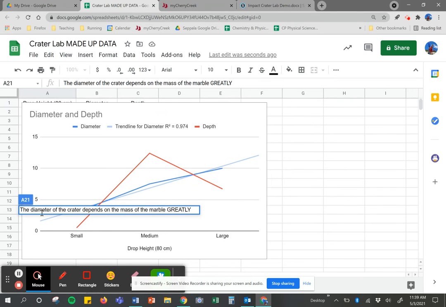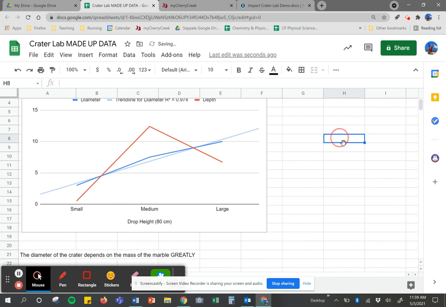In other words, it says that the diameter of the crater depends on the mass of the marble greatly. So when we go from small to medium to large, the diameter really does depend on the mass of the marble. And we know this because the R squared is very high. All right, now let's do this again.